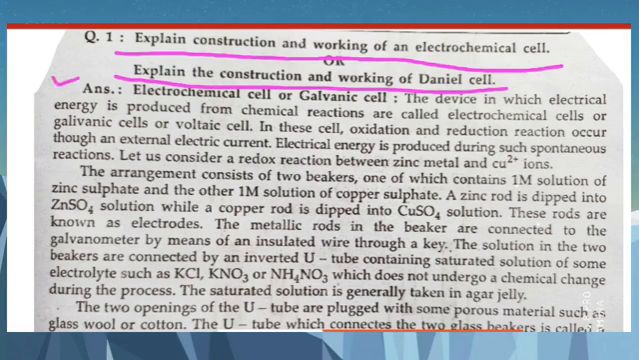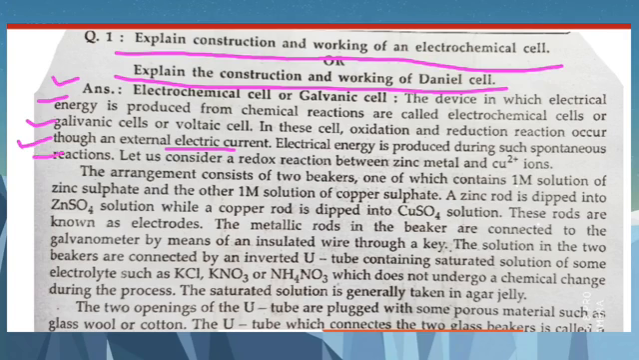So the answer is, what is the electrochemical or galvanic cell? The device in which electrical energy is produced from a chemical reaction is called a cell or a galvanic cell. It is also called a voltaic cell. In this cell, oxidation and reduction reactions occur through an external electric current. Electrical energy is produced during such a spontaneous reaction.